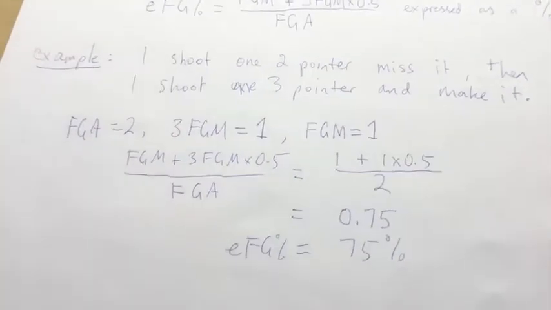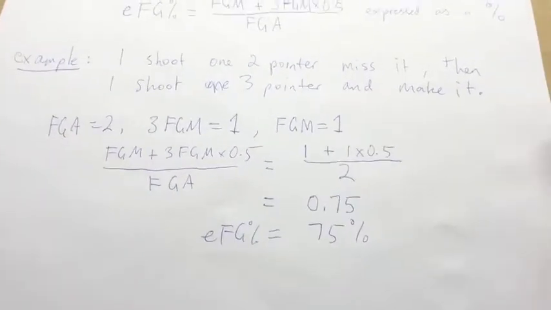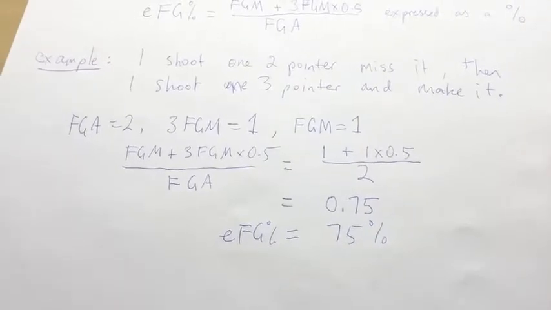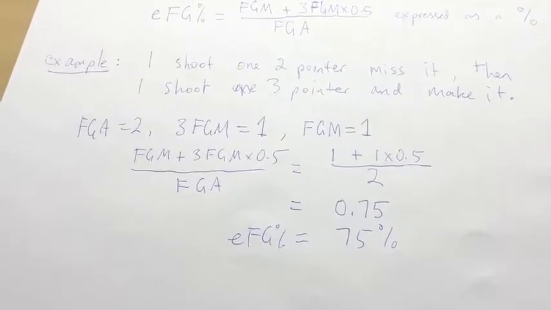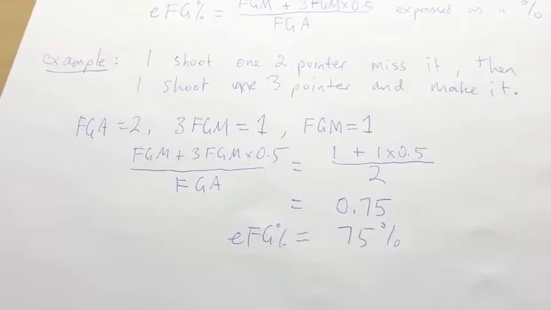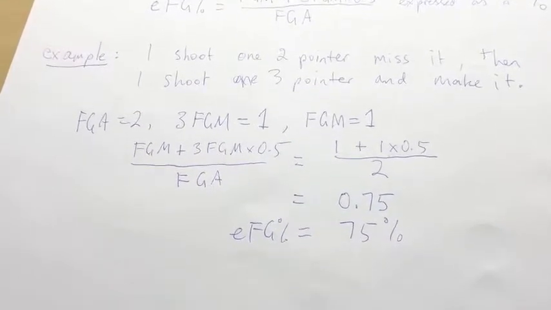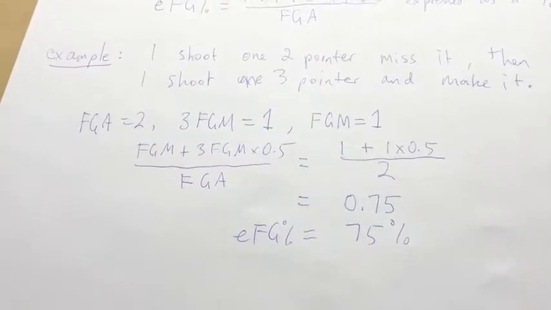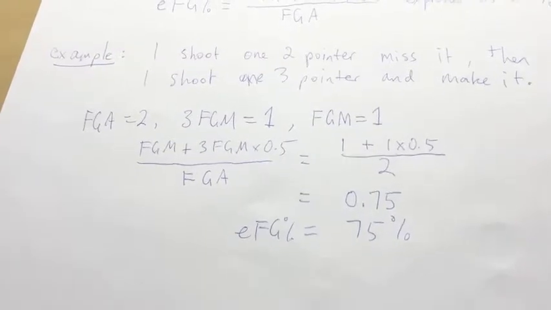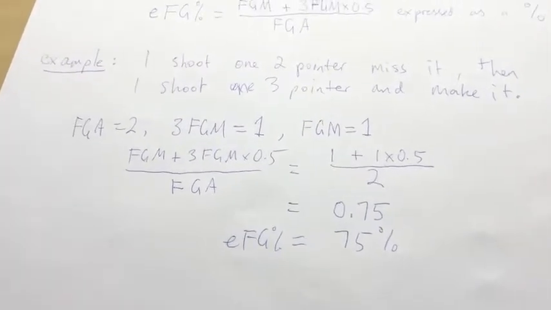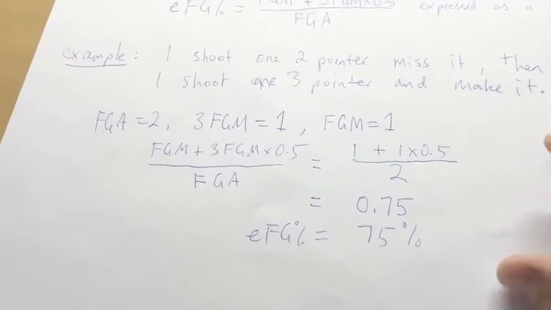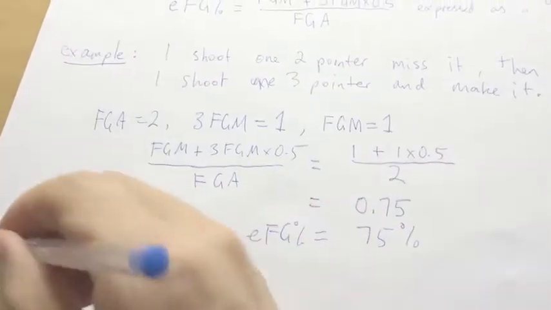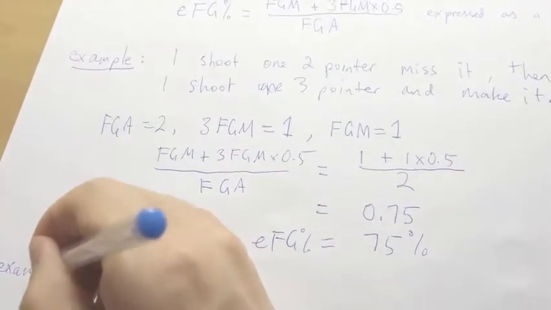So even though you only made 50% of your shots, it's as if you made 75% of your shots, your 2-point shots, because one of the shots you actually made is worth more than 2. That's basically the point of it. Okay, and then just compare it with the default example.